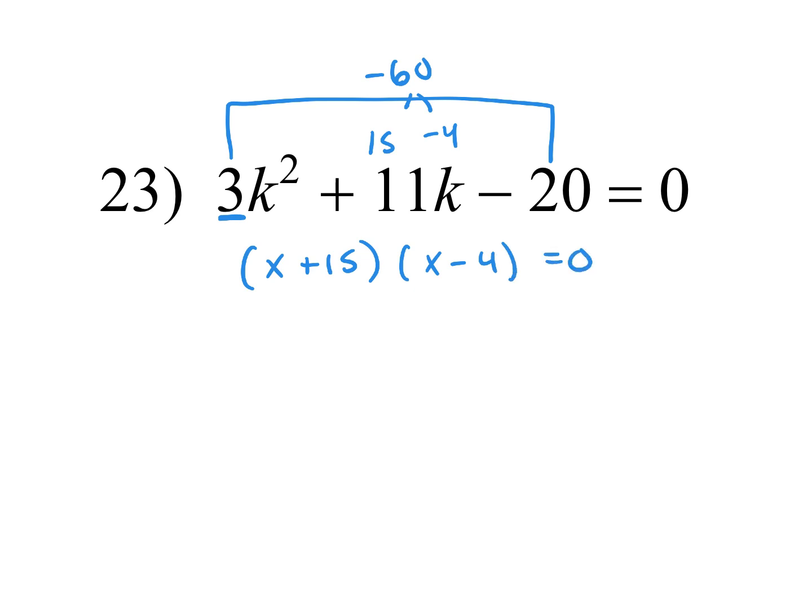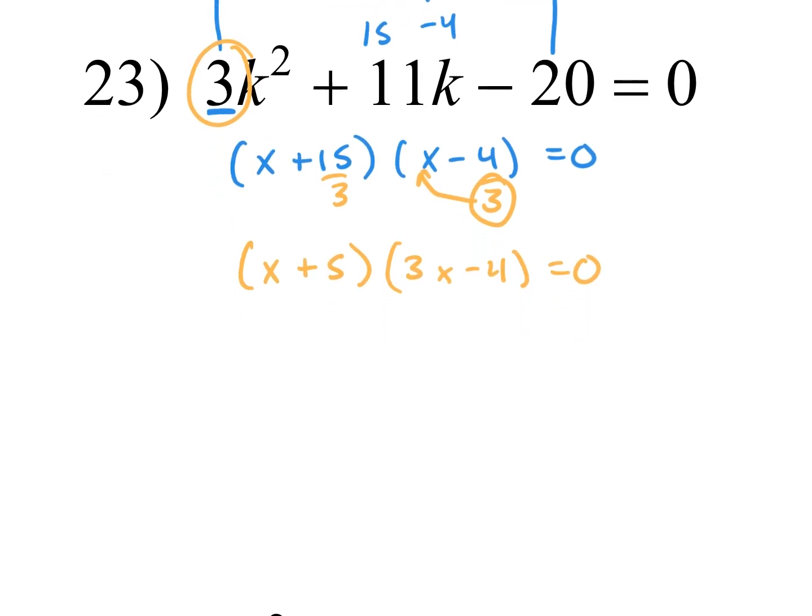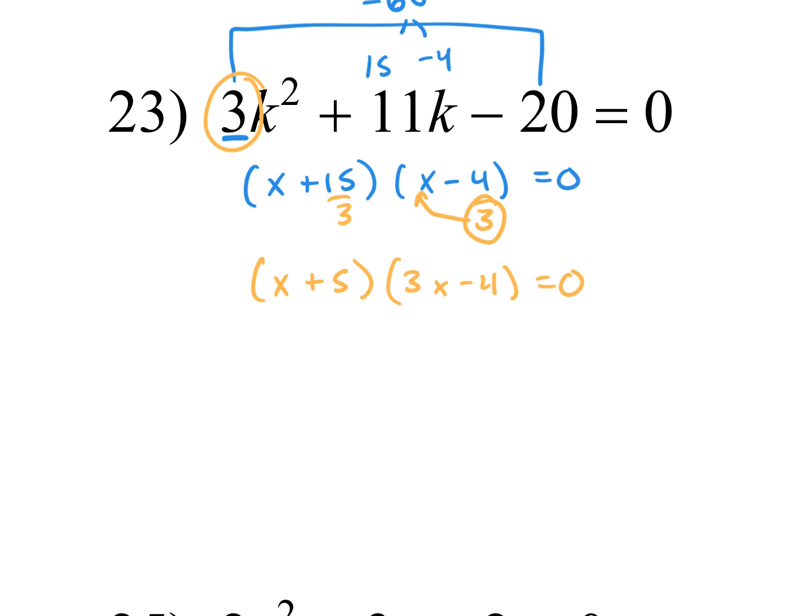What do I have to do next? Divide by 3 first. Don't forget. So here I have x plus 5. And then what do I do with the 3 on the bottom? Put it in front of the x. So 3x minus 4. What do I do next? Equal it to 0. So x plus 5 equals 0. And 3x minus 4 equals 0.